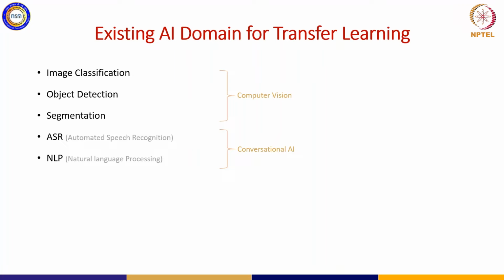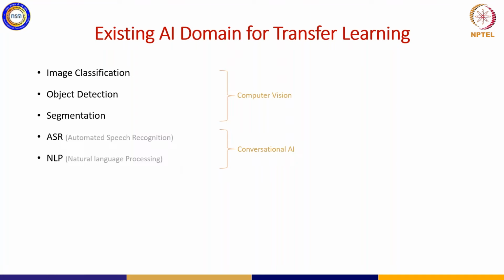We'll look at existing AI domains for transfer learning. What are the domains where we can use transfer learning in AI? We have image classification, for which transfer learning models exist. Also object detection, where models also exist. Then image segmentation, where transfer learning also exists. Those three are classified under computer vision. Then there is automatic speech recognition, which also has a model. And also NLP, natural language processing. These two are classified under conversational AI.